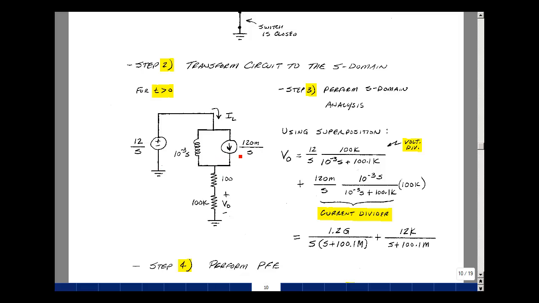If I set this equal to 0, then I could solve for this voltage as a voltage divider. So it'd be 100K over the sum of these impedances of 100K, 100 ohms, and 1 milli times S. And that's right over here. And then we're going to multiply that by our voltage, which is 12 over S.